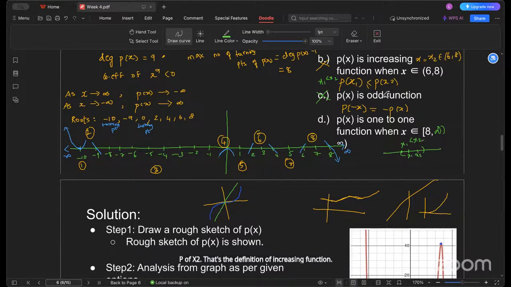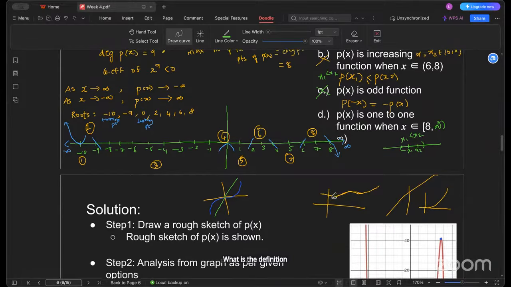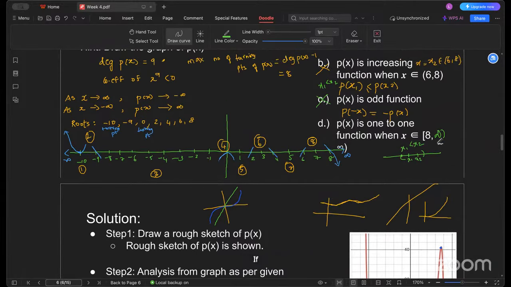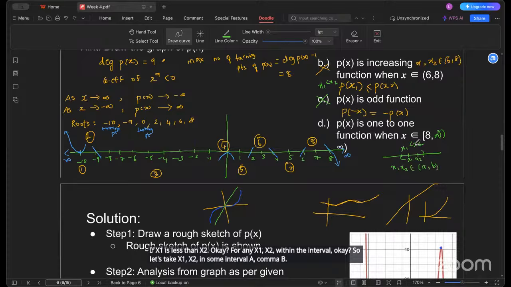All right. Okay, this is the definition. Ma'am, can you repeat once again? If x1 is less than x2, for any x1, x2 within the interval, so let's take x1, x2 in some interval a comma b, and x1 is less than x2, and p of x1 is less than or equal to p of x2, then we say p is increasing in the interval a comma b. Okay, fine.